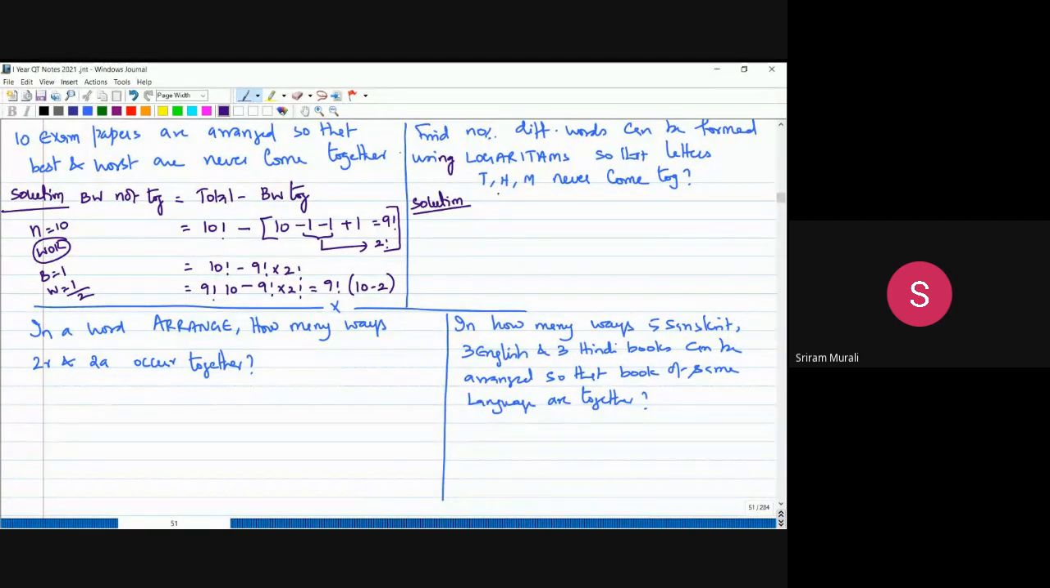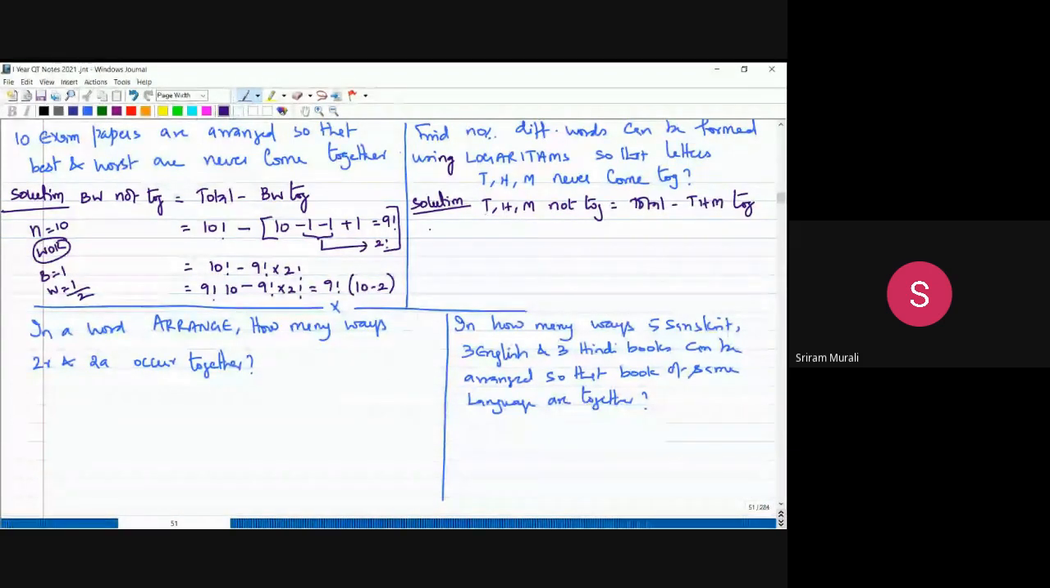So the letters THM never come together. THM, how many letters are there? THM is equal to 3. So total minus THM together. The word logarithm has 10 letters. No letters are repeated, without repetition. The 10 letters can be arranged in 10 factorial ways.